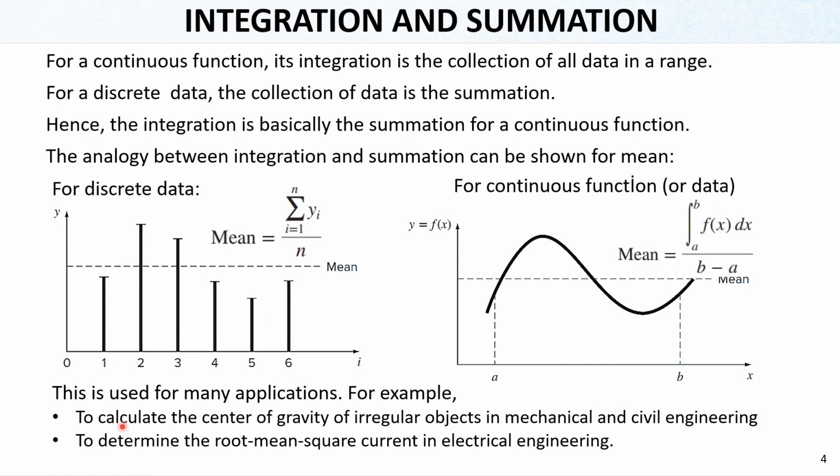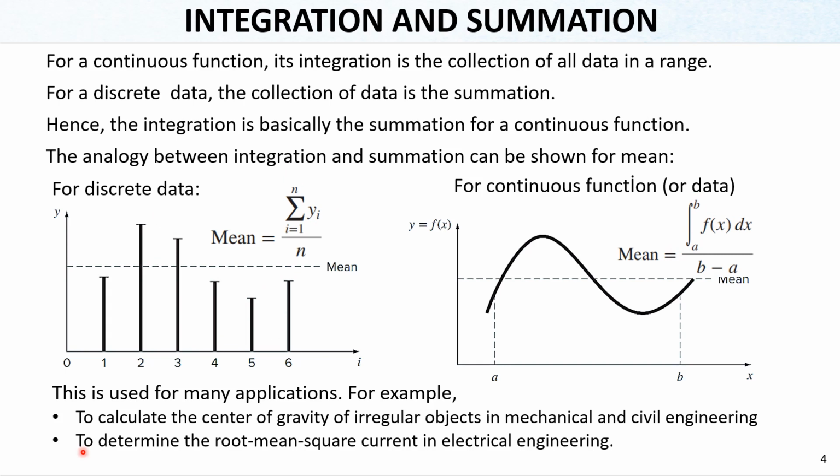For instance, we want to calculate the center of gravity of irregular objects in mechanical and civil engineering. In statics and dynamics classes especially, we showed you that for the center of gravity, if we have irregular objects, we can use composite calculation of the parts. We separate them into pieces to get the center of gravity or moment of inertia for irregular objects. We just use this discrete option, the sum, instead of the integration.